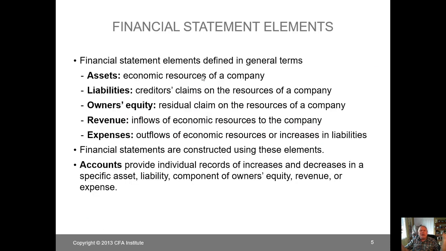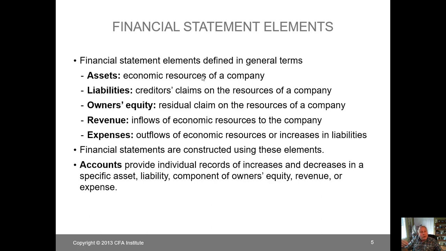So the key elements, and this should not be new to anybody, general terms, assets. Those are the economic resources of a company. These are items that can be used in the future. They represent a future value of some sort, whether that be cash, accounts receivable, inventory, prepaid expenses, property, plant, and equipment, intangibles, goodwill, patents, all sorts of things. But they are economic resources that will be able to contribute in the future. Liabilities, on the other hand, are claims on those resources.